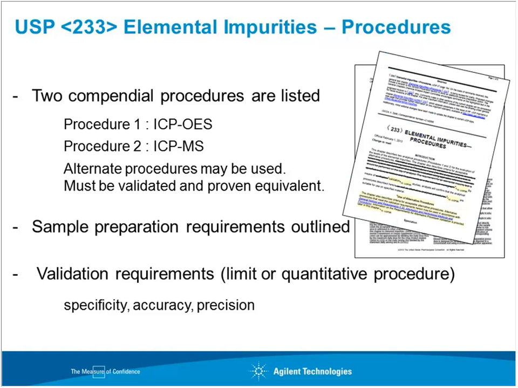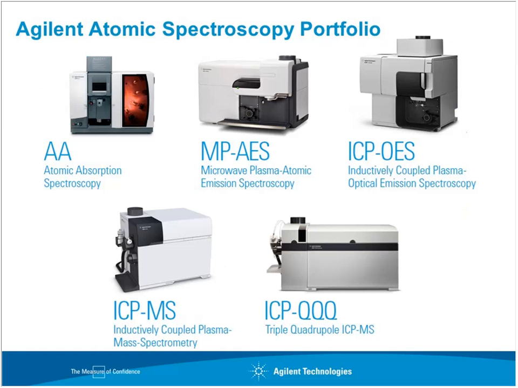Since ICH doesn't specifically cover procedures, there was not much need in terms of harmonization revisions, but USP did take the opportunity to propose a few changes to 233, and these changes were primarily editorial and for clarification type updates. But next, let's take a closer look at the instrumentation that can be used to achieve the requirements of USP and ICH.